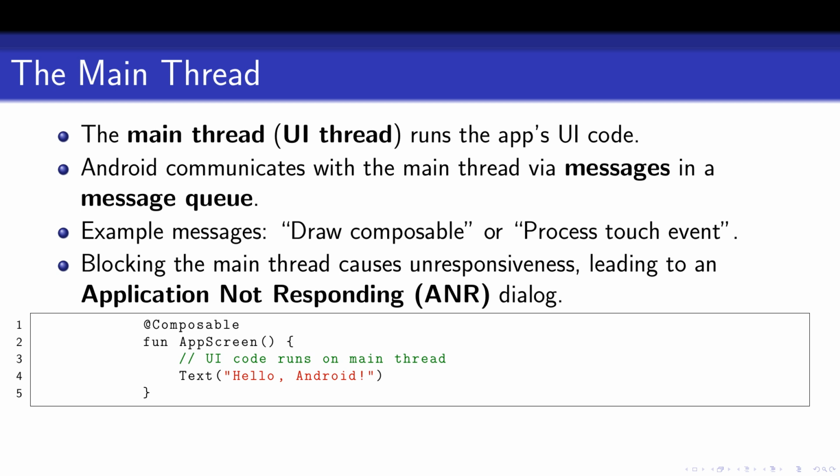Android applications run most of their code on a single thread called the main thread or UI thread. This thread is responsible for drawing the UI and handling user interactions. The system sends messages to the main thread through a message queue, such as drawing a composable or processing a touch event. If the main thread is blocked, for example, by a long computation, it can't process messages, making the app feel frozen. If the delay is too long, Android shows an Application Not Responding dialog, which can frustrate users and lead to force quits.